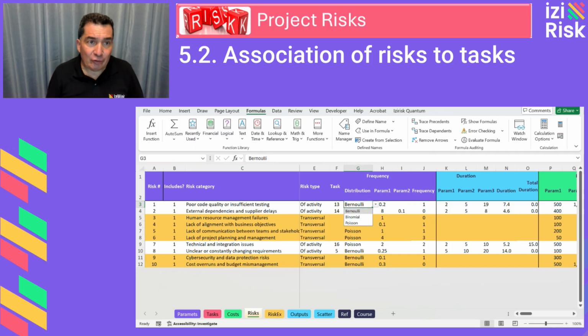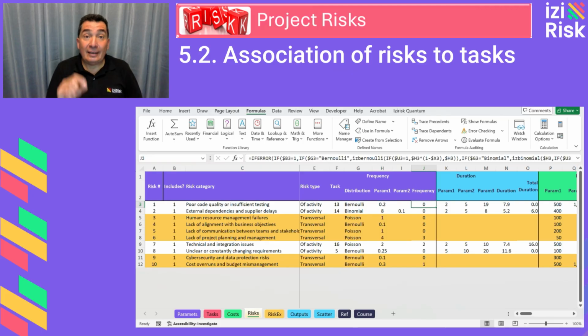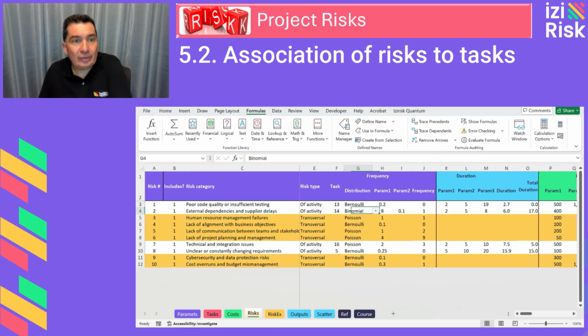There are three probability distributions we can use to quantify risk frequency. The Bernoulli distribution. For example, the first risk has a 20% probability of occurring. In cell J3, the frequency will be 1 in 20% of the cases and 0 in the remaining 80% of the cases. This type of risk is binary. It either happens or it doesn't.